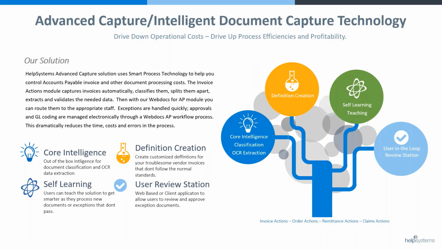There are three main areas that I'll be talking about today to describe the technology: core intelligence, definition creation, and self-learning via the user review stations. First, I'll be talking about the core intelligence and how it works along with definitions. Then I'll be doing a demonstration of the user interface and how the self-learning process works within the application to really simplify the process and interaction of the training of documents and making the solution smarter as time goes on.